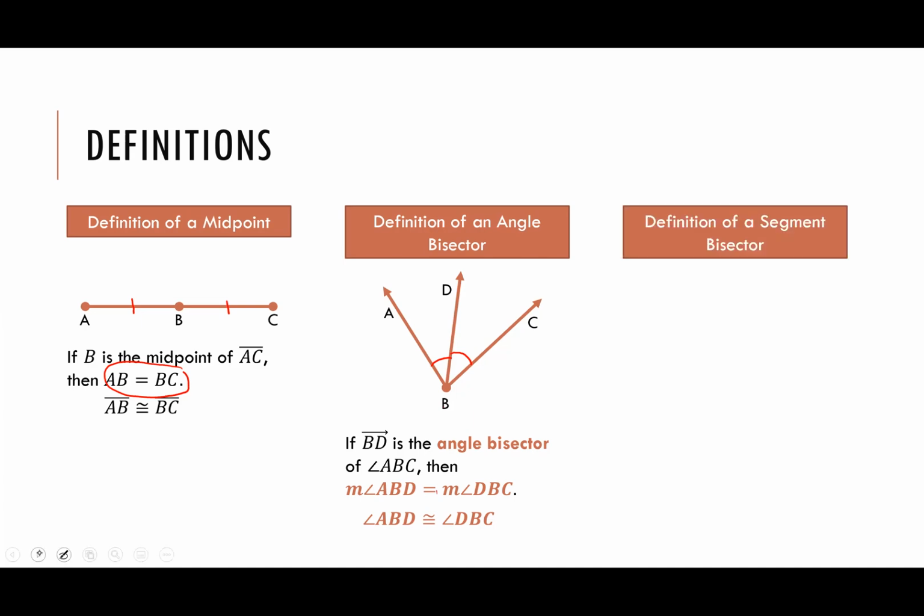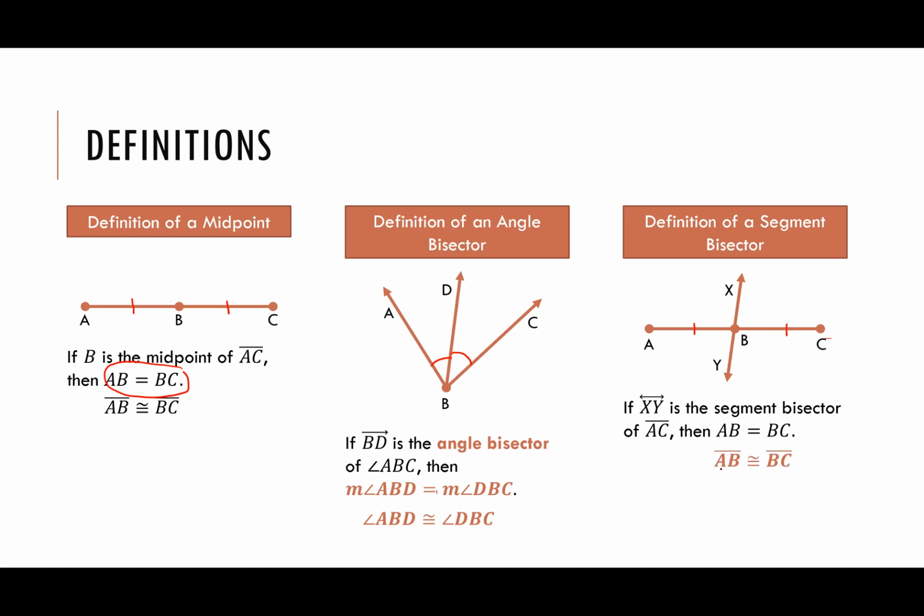Now, the definition of a segment bisector. If we're given a segment with a line that goes right through basically a midpoint, a point on it, and that is a segment bisector, then these two segments are equal. So if line XY is the segment bisector of segment AC, then the length of AB is equal to the length of BC. Again, that's the same as writing segment AB is congruent to segment BC.